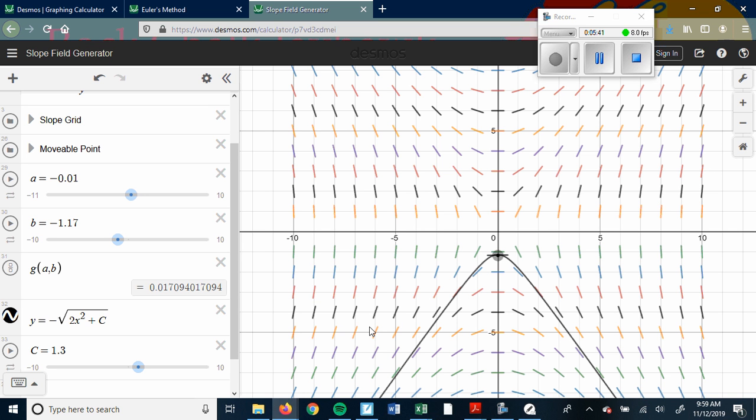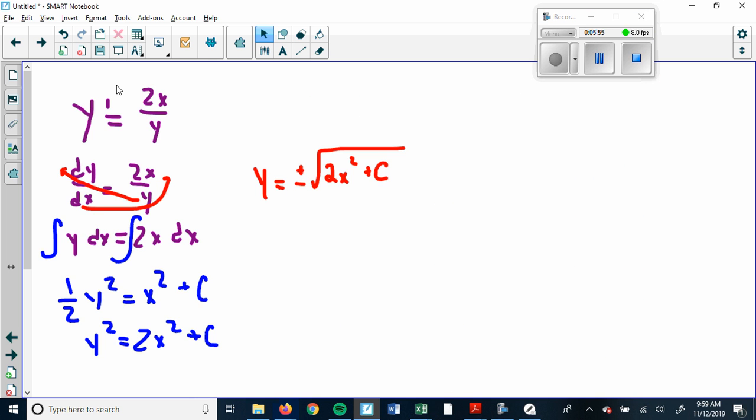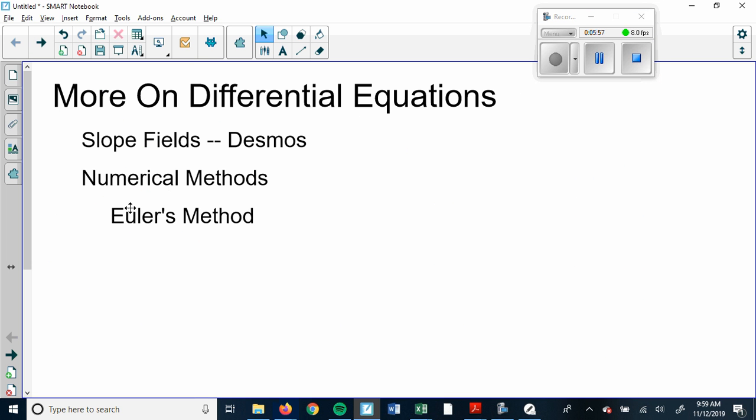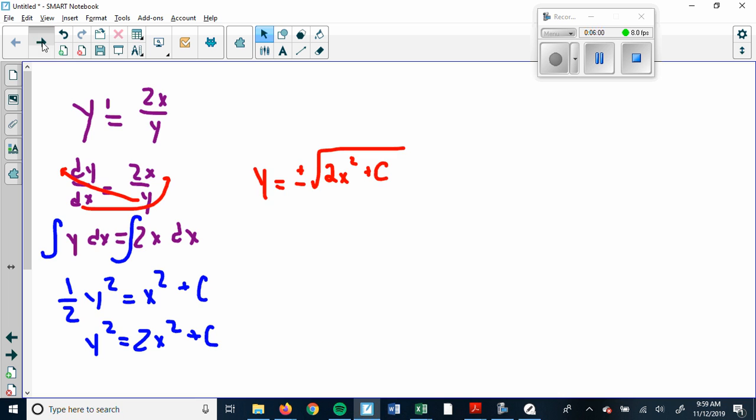A slope field kind of helps us see what the graph is. It doesn't necessarily help us to see what the actual equation is, but it helps to see what the graph is going to look like. And we can sketch that graph. So let's go back. Let's look at Euler's method today.